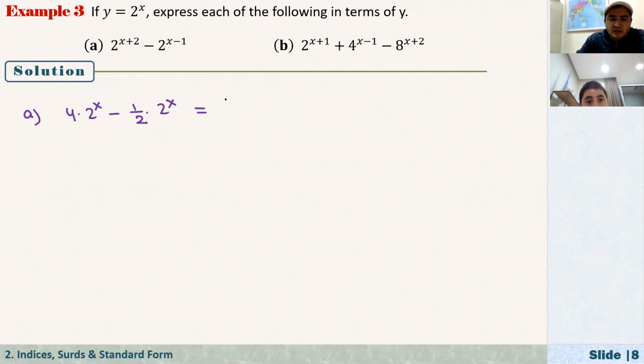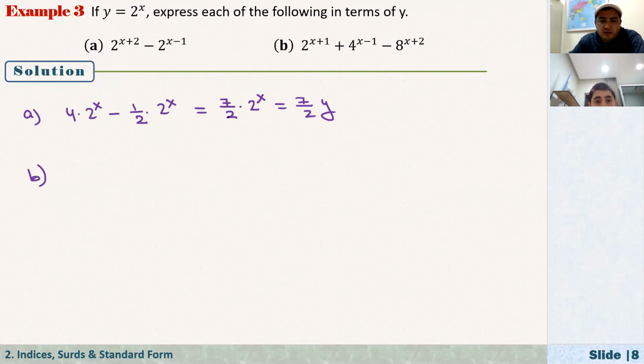What do we have here? Here we have 3.5. It is 7 over 2 times 2 to the power of x, which is equal to 7 over 2 times y. So we have expressed the given expression in terms of y, where y is equal to 2 to the power of x. How about in question B?